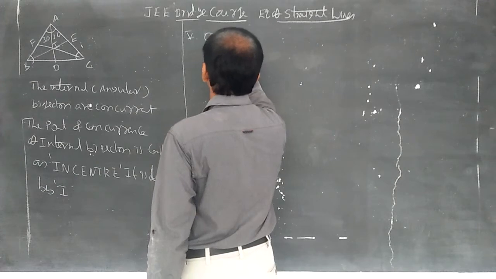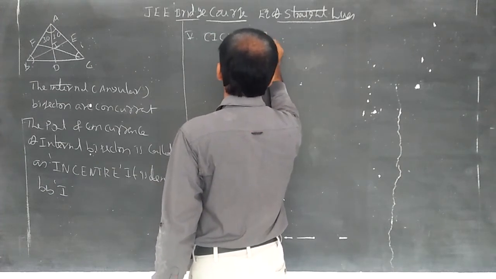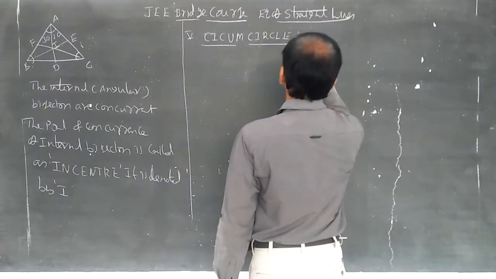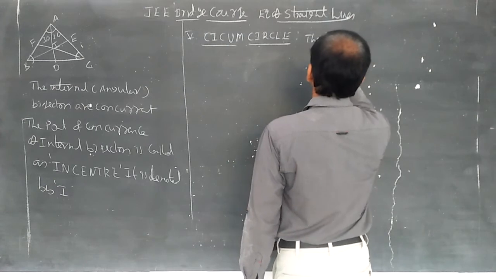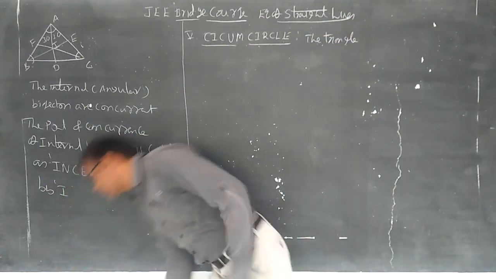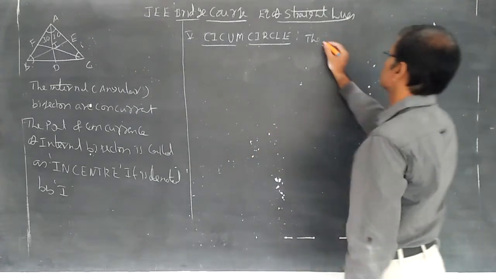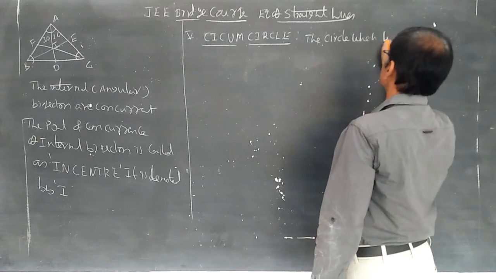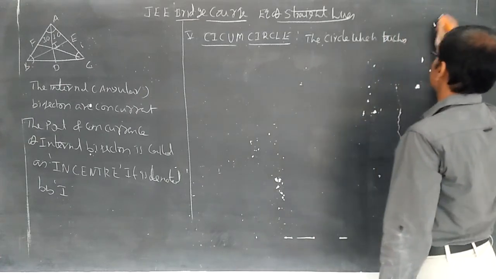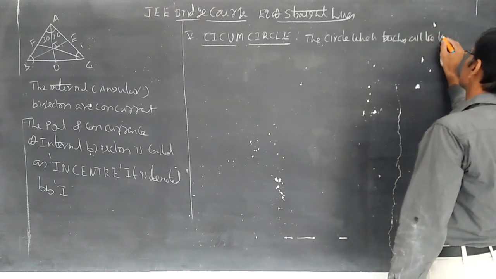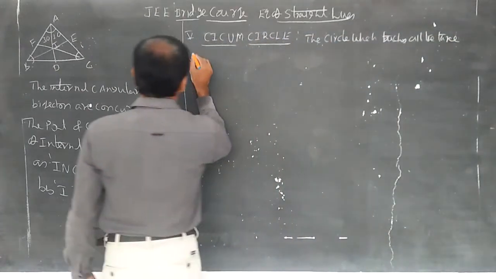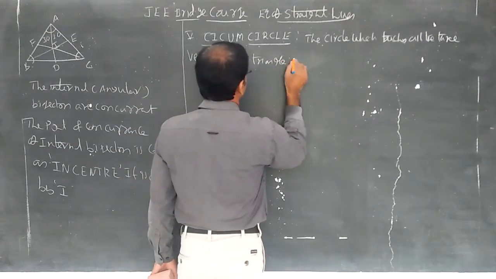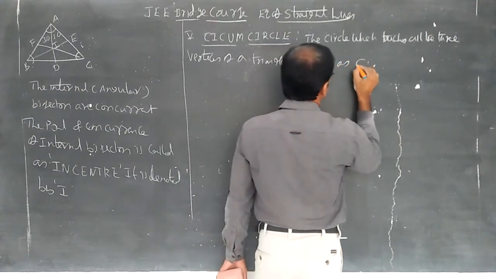Circumcircle for any triangle. The circle which touches all the 3 vertices of a triangle is called as circumcircle.